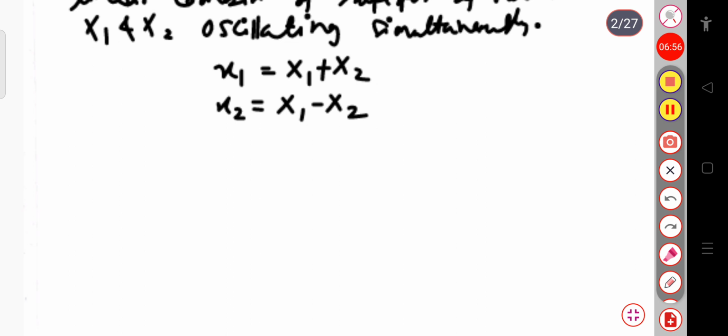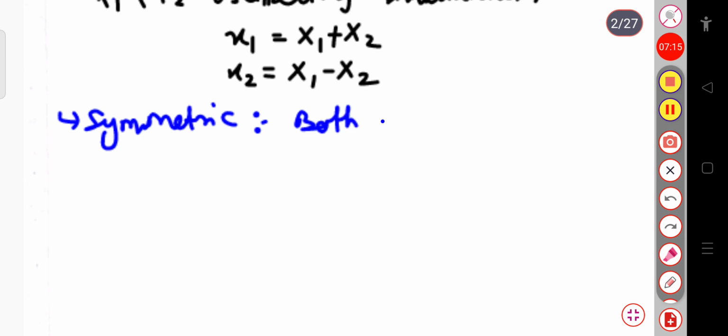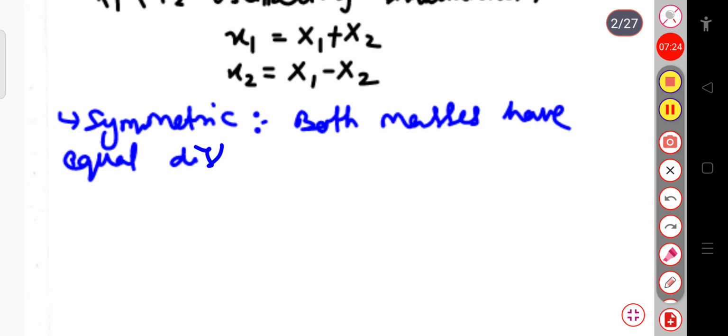So the normal modes can be categorized into two types. One is the symmetric mode and another one is the anti-symmetric mode. For the symmetric mode, both masses have equal displacements, and have the same frequency.